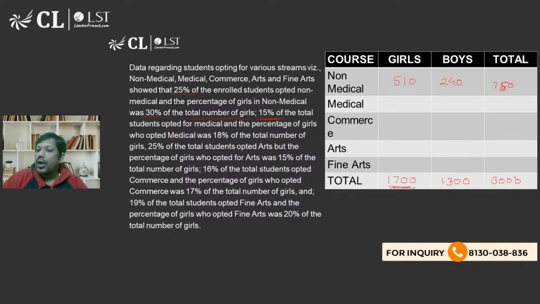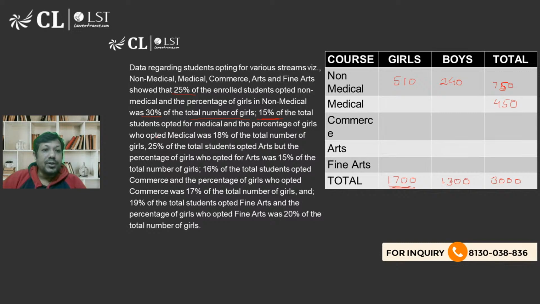So how am I going to calculate 15%? 10% is 300, so 5% is going to be half of 300, that is 150. So the total number of students in medical is going to be 450. Or you can directly calculate that 15% is 15 into 30, which is 450. That's going to be easier.